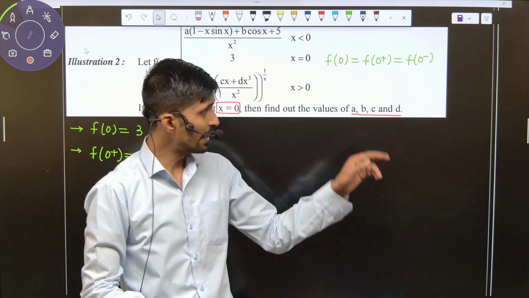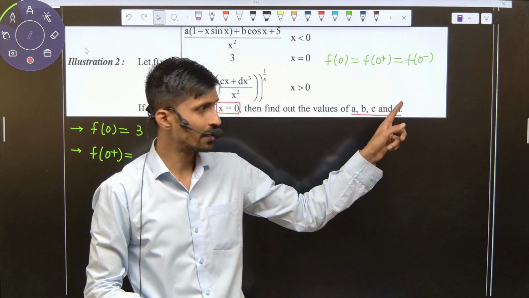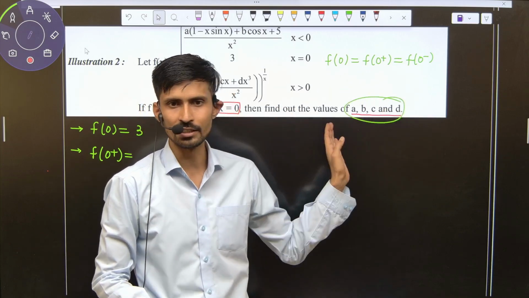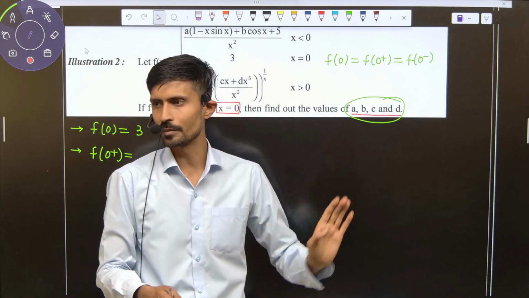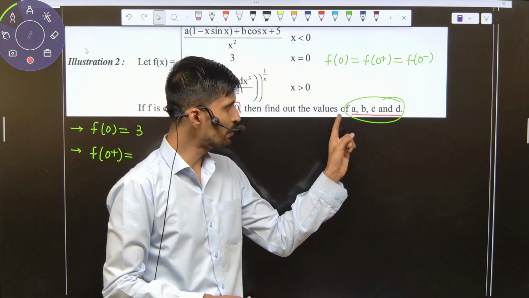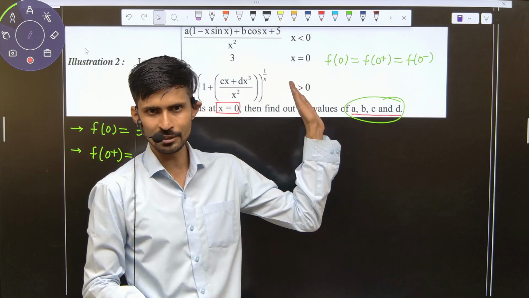It means A, B, C, D if I have to find, I do like this only. Whenever I have to find something, function is continuous, find something. If I get any question, I will start from there. I will start A, B, C, D, 4 variables are there. It means I want 4 information in this question.